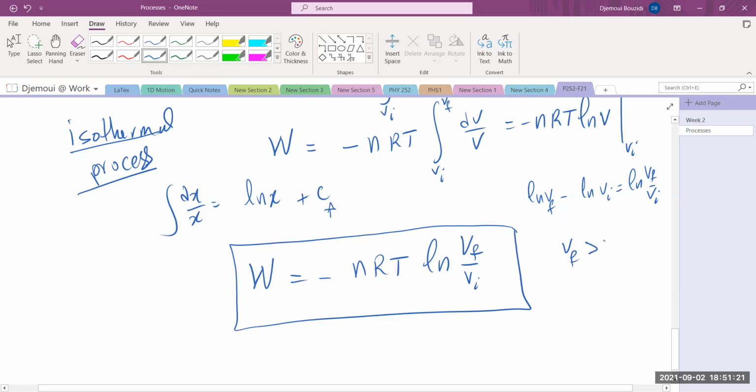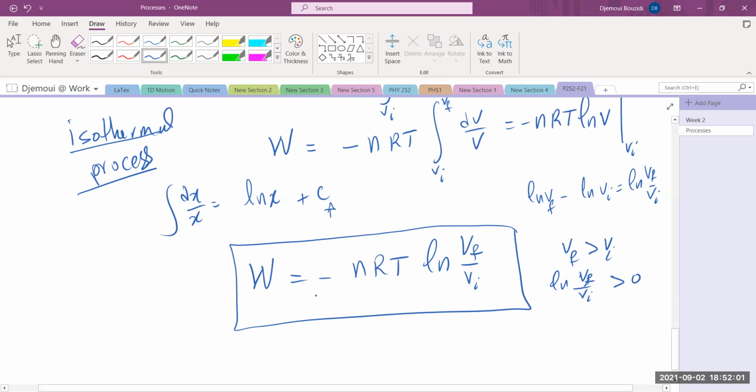I took VF in my example bigger than VI. That means the natural log, in this case, of a ratio that is more than 1 is a positive number. Because n and R and T are positive numbers, then the work in this case must be negative because of this negative sign. So if the gas really expands, that means the gas does work against the environment. So the energy must come from somewhere. That's what that negative sign is.